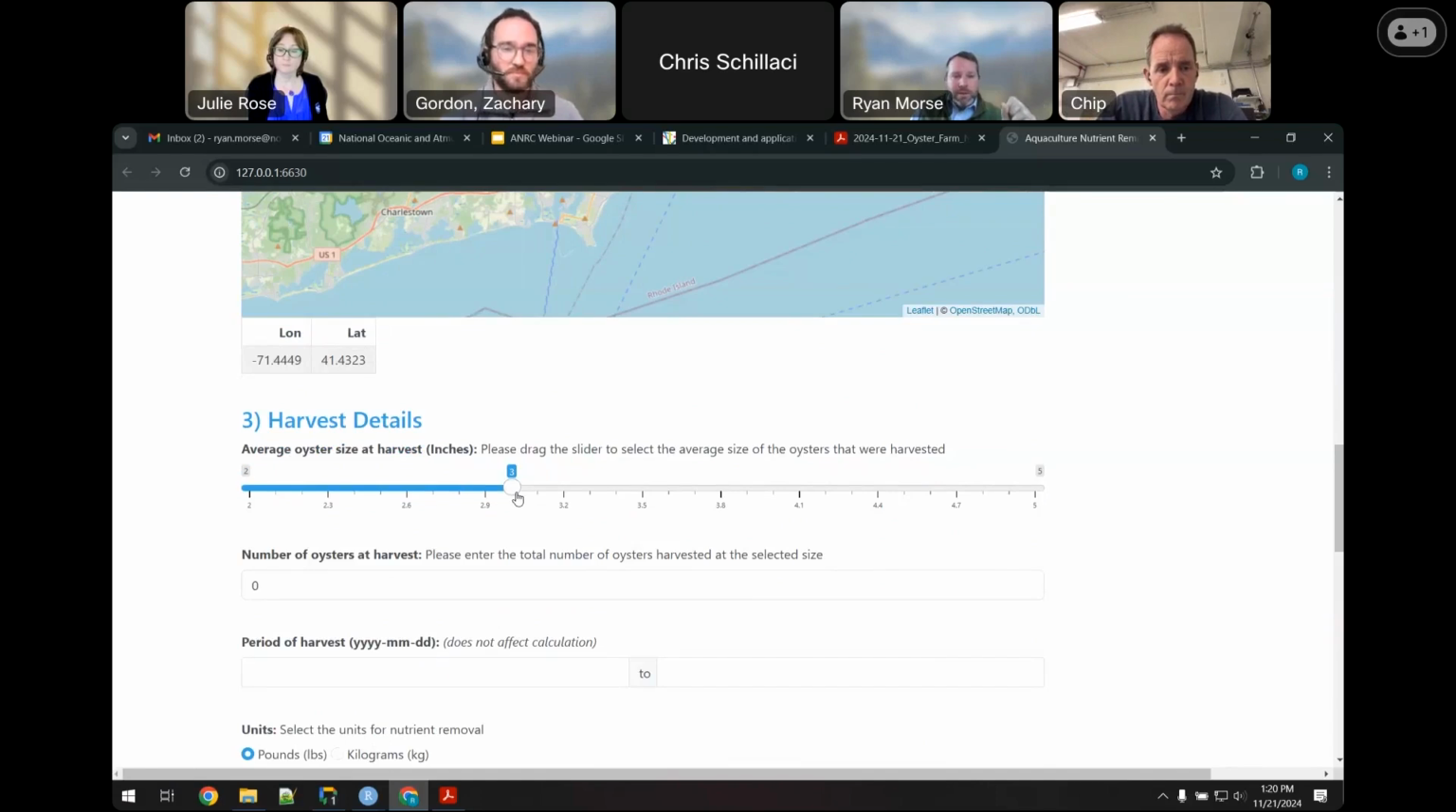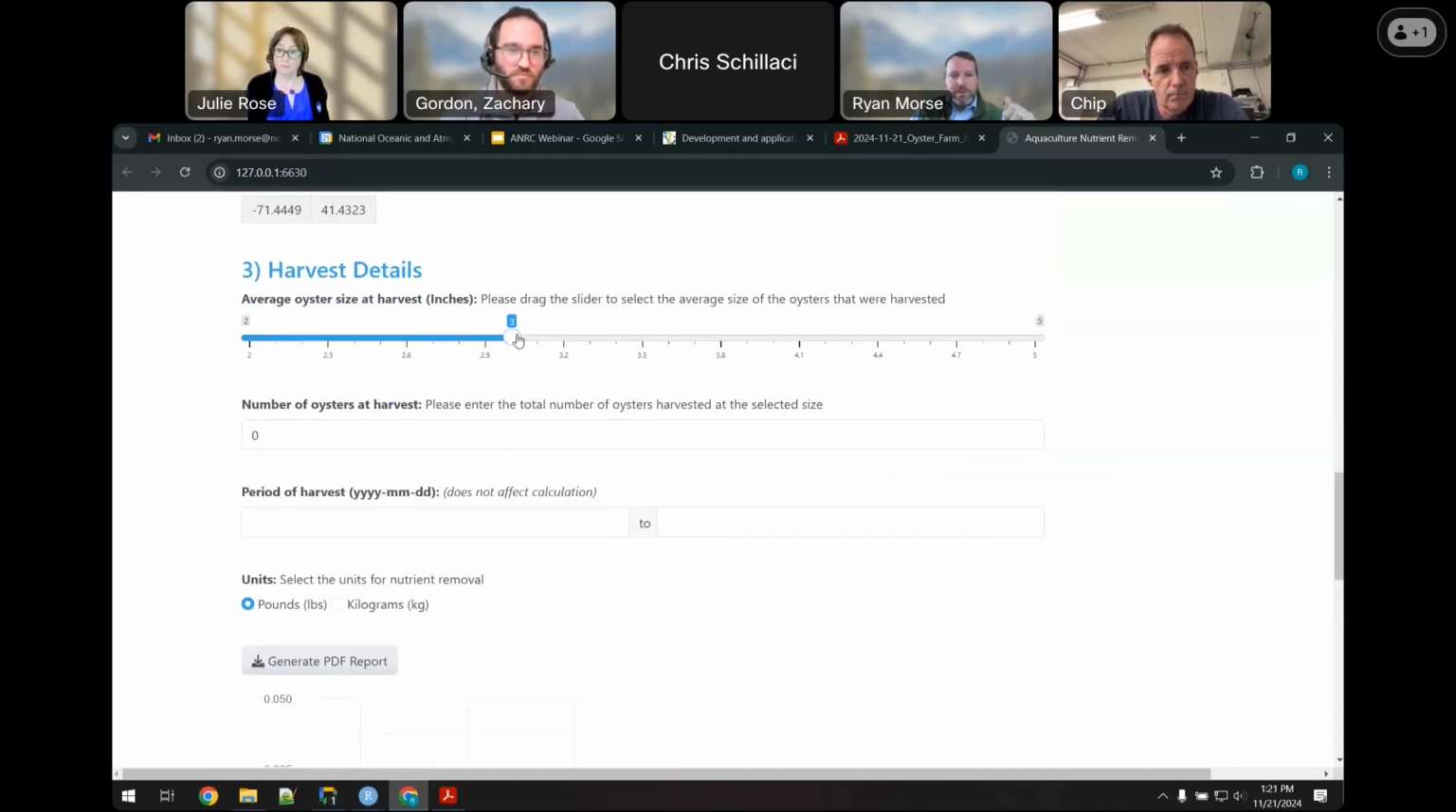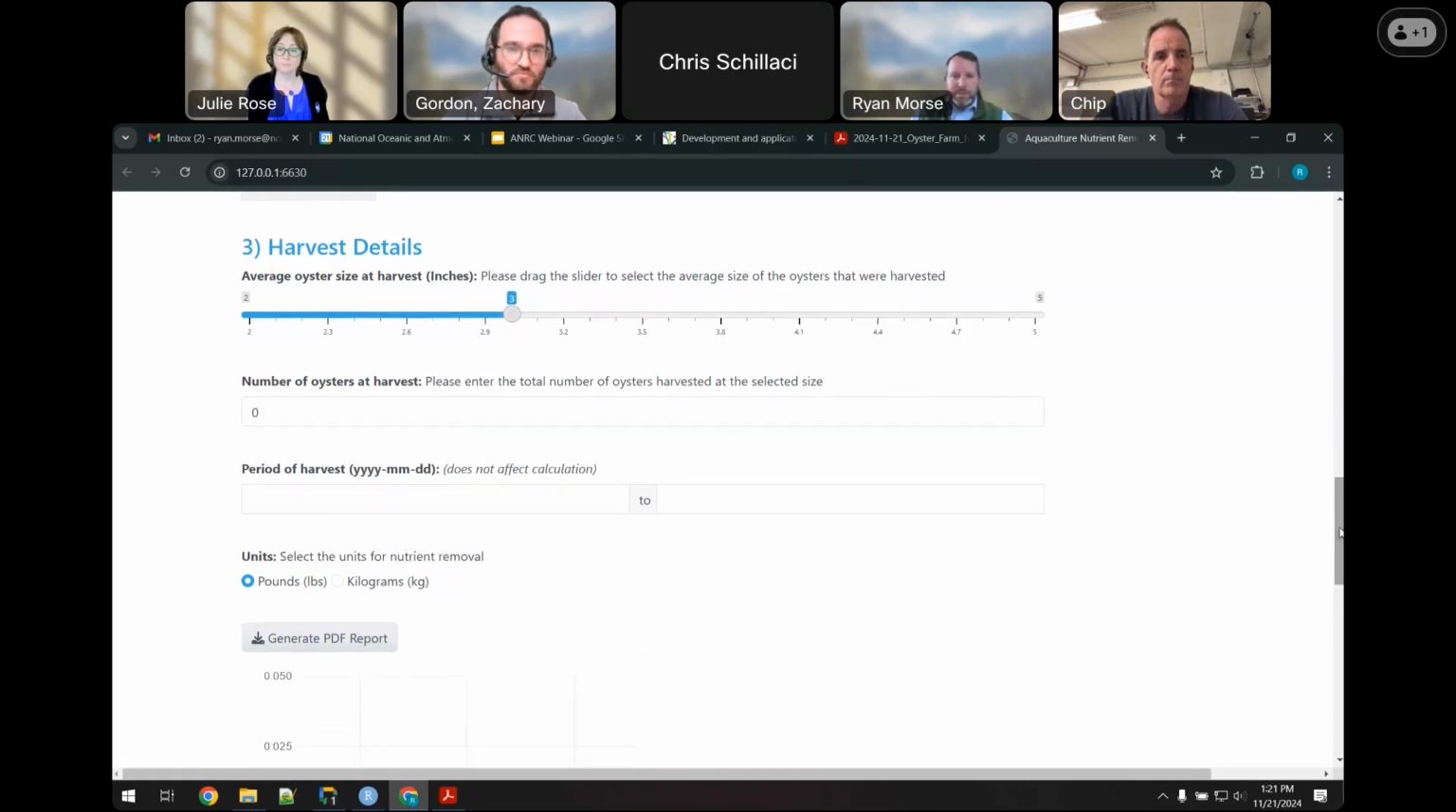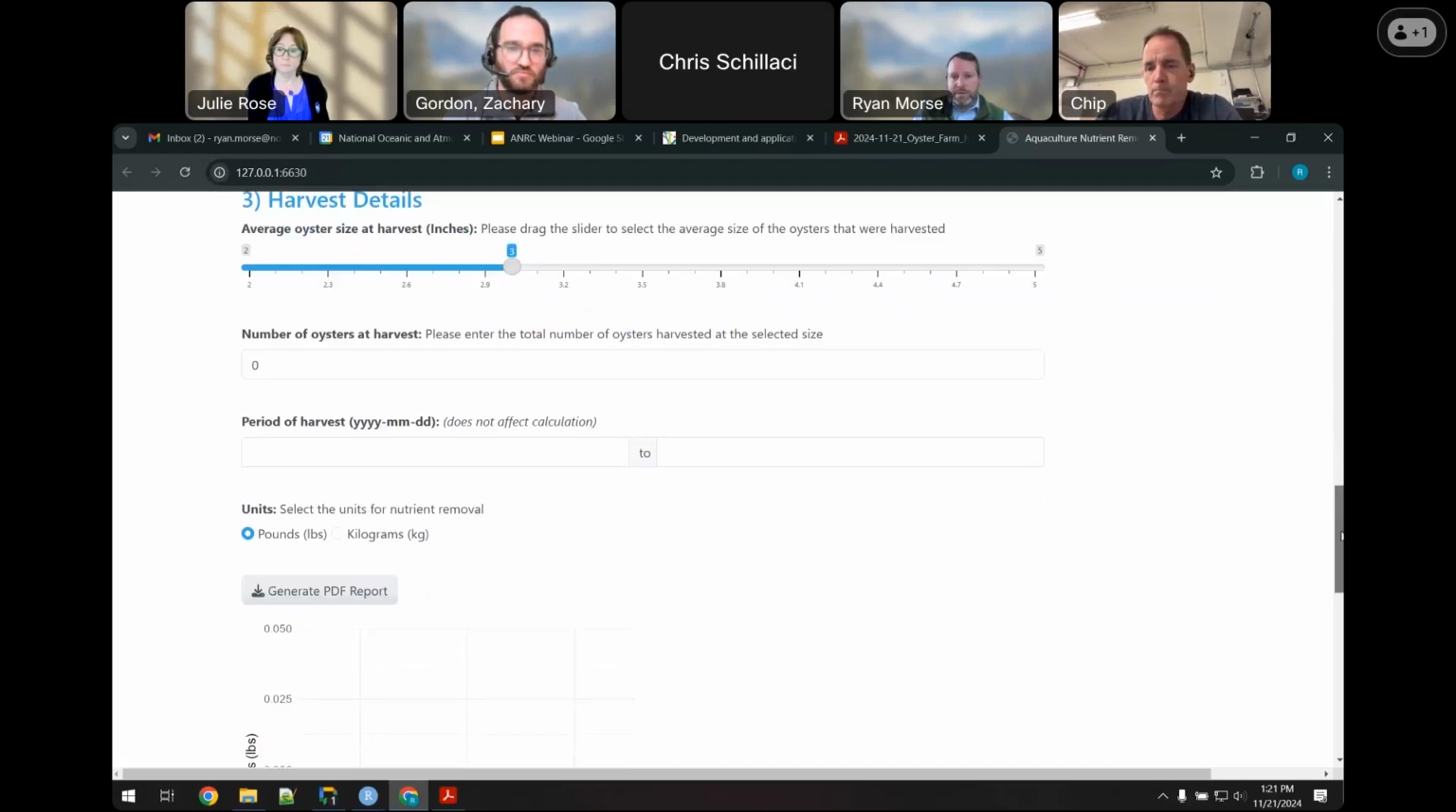So then we get down to the harvest details. This is where you're actually going to have influence over the calculation. So it's defaulting to a size of 3 inches. This is in inches. The range is currently set between 2 and 5. That was based on a consensus that we sort of figured was going to be most common. We've already had a comment that some people are interested in using seed oysters and would like to know the nutrient contribution from removing seed oysters. So that's something we're taking into consideration at the moment.